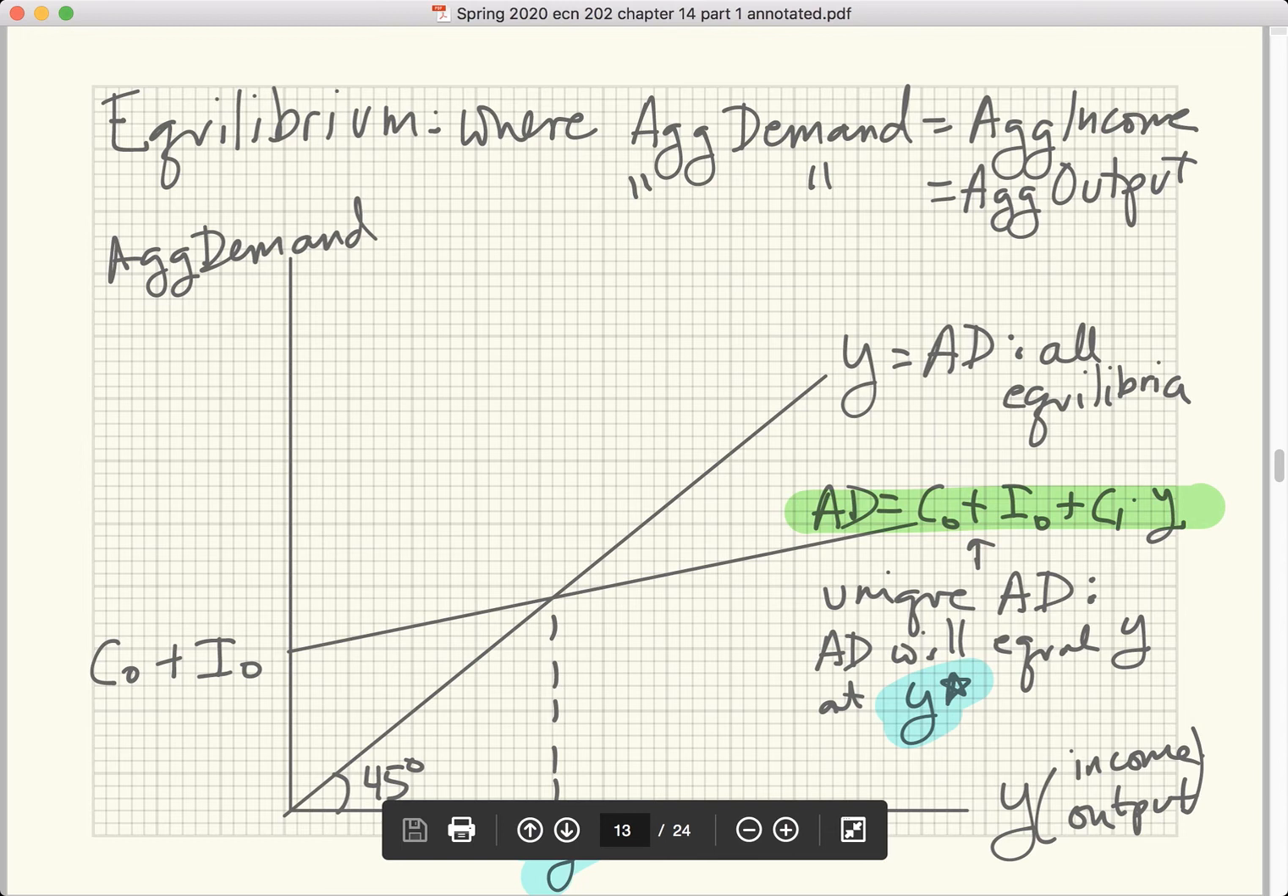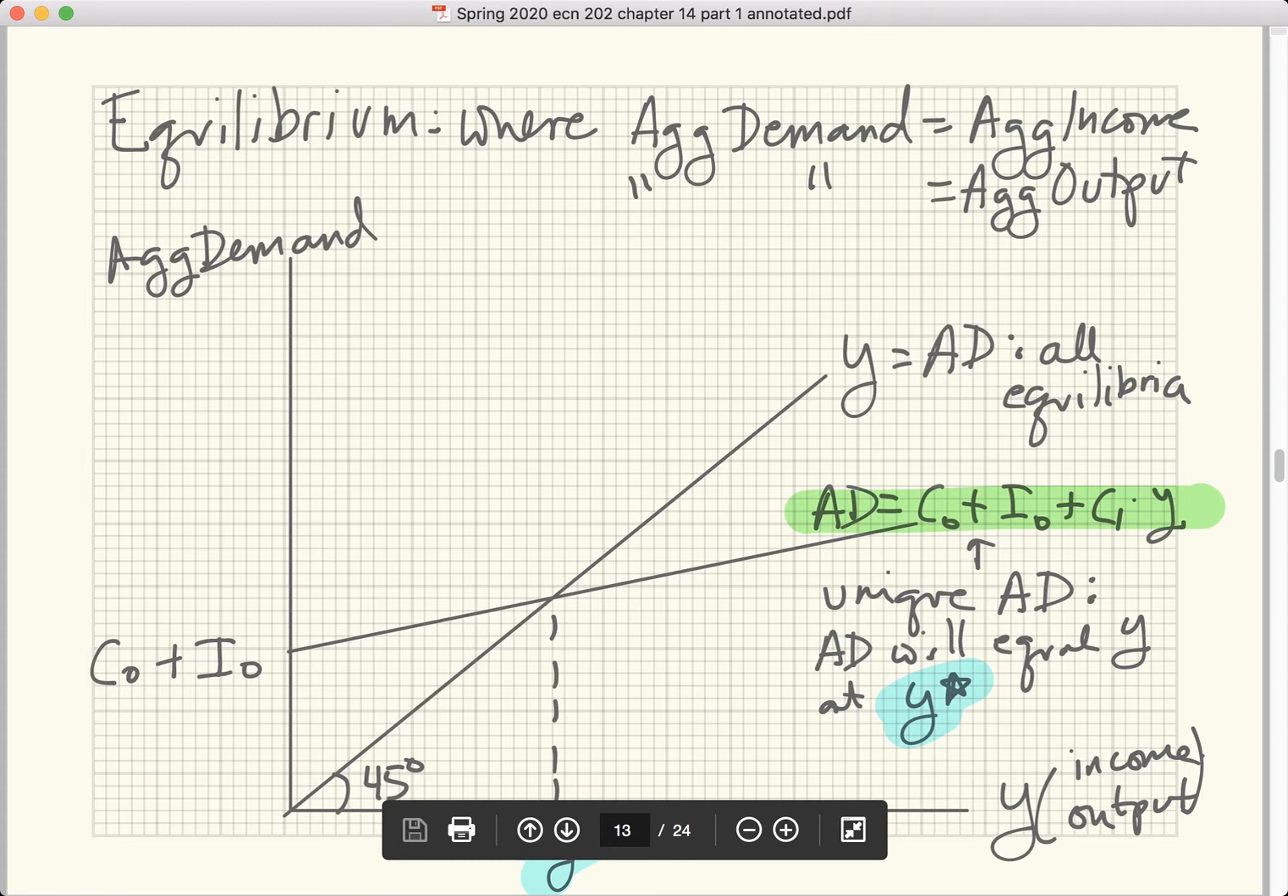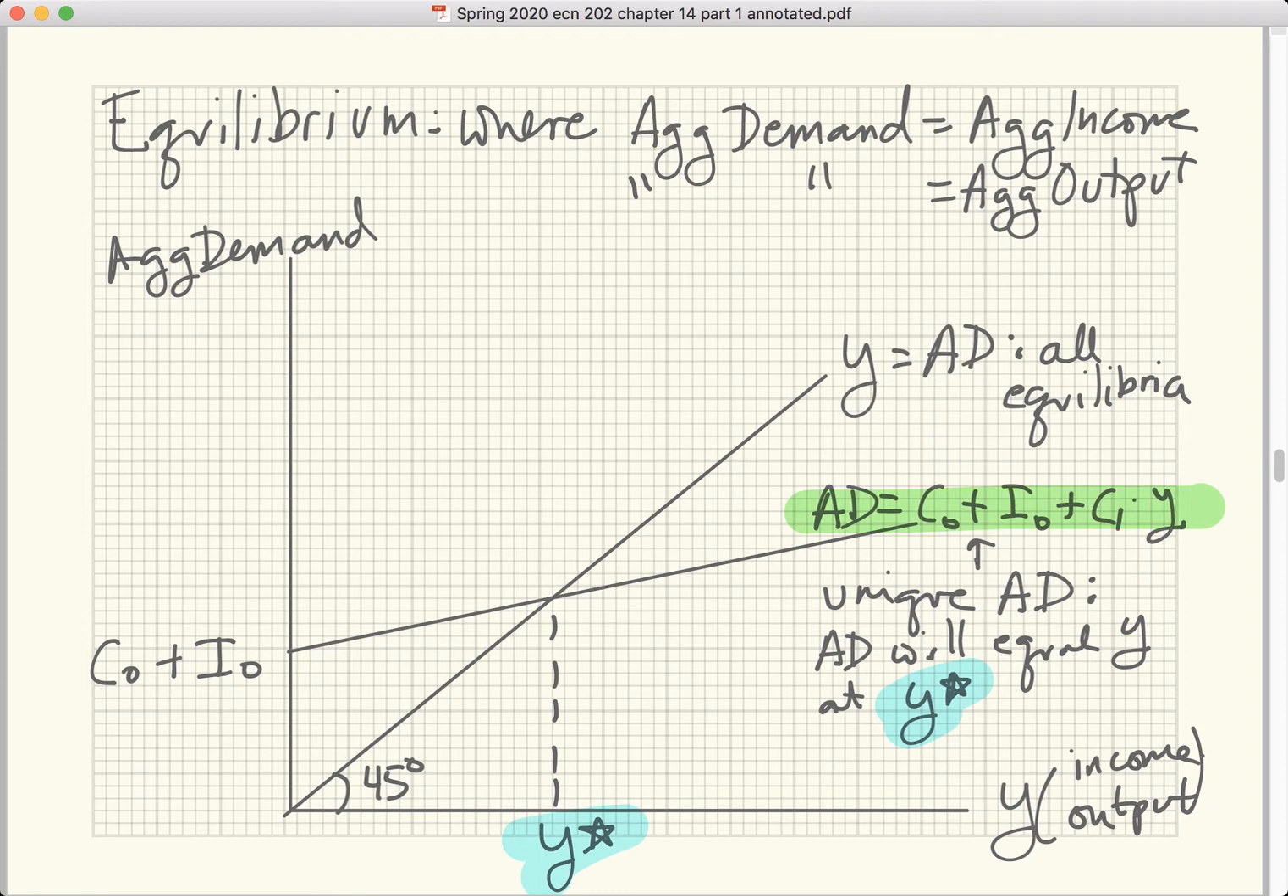Okay, so equilibrium is noted here at the point where our aggregate demand function intersects this 45-degree line. If output is greater than aggregate demand, so if we're in an area where the 45-degree line is above our aggregate demand function, that implies that output is greater than demand, or income is greater than demand. Households are saving. Households are not buying as much output as firms are producing.